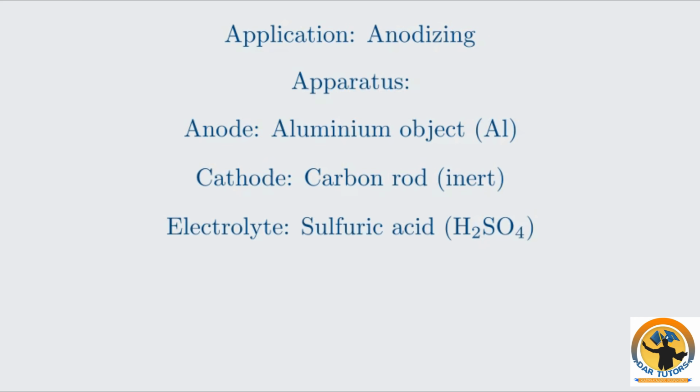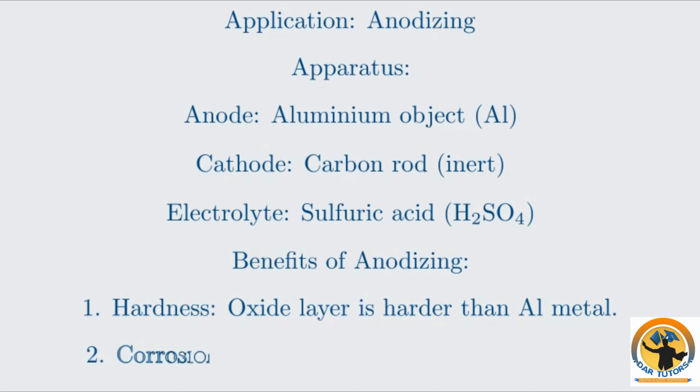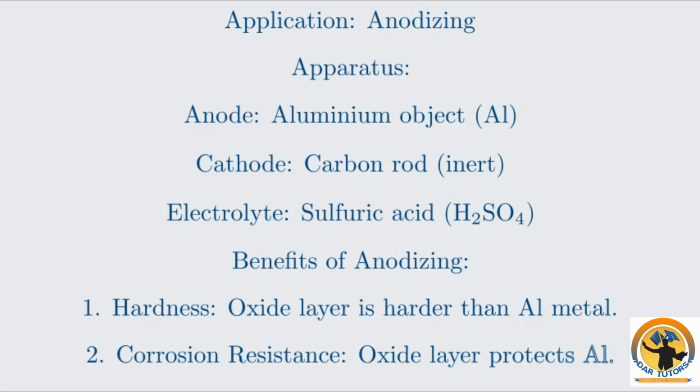Anodizing is an effective way to protect aluminum for several reasons. First, the aluminum oxide layer is much harder and more durable than the original aluminum, increasing its wear resistance. Second, this oxide layer is highly corrosion resistant, protecting the underlying aluminum from chemical attack and atmospheric corrosion.